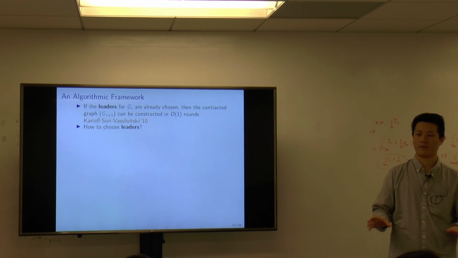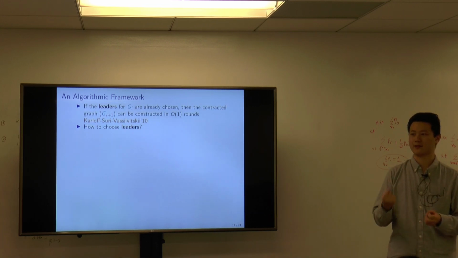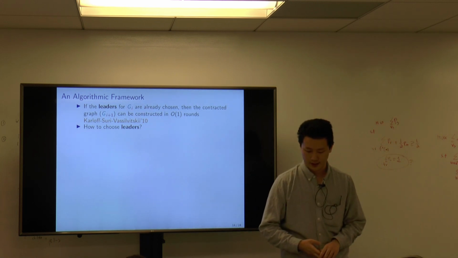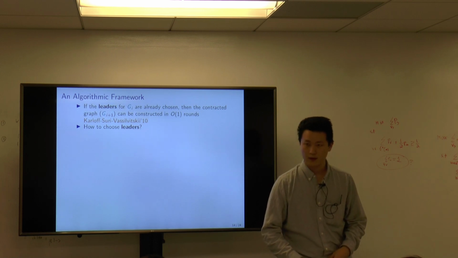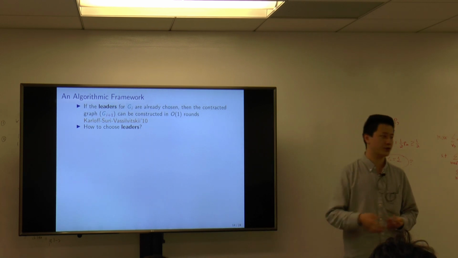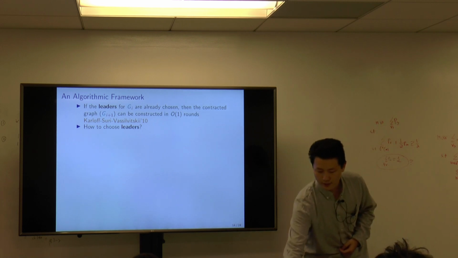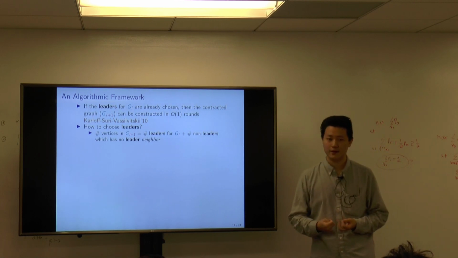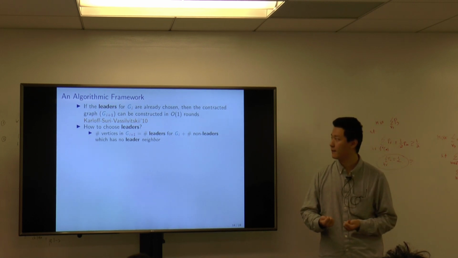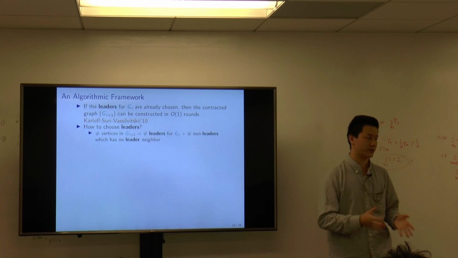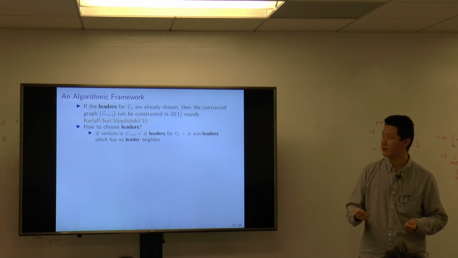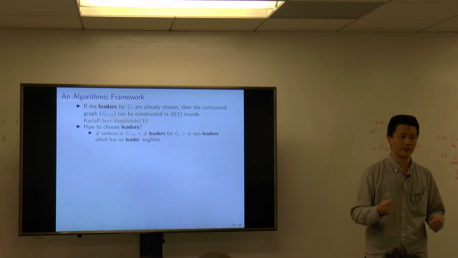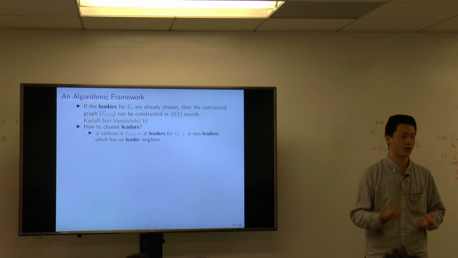If you want to find the connected components, you just find some vertices as leaders and do the contraction and continue to do this. And finally, you find every connected component. Now, the main question is how to choose the leaders. As I mentioned, after the i-th iteration, the number of vertices survived is equal to the number of leaders in the current graph plus the number of non-leader vertices which have no leader neighbor, because all the non-leader vertices which have at least one leader neighbor will be contracted.